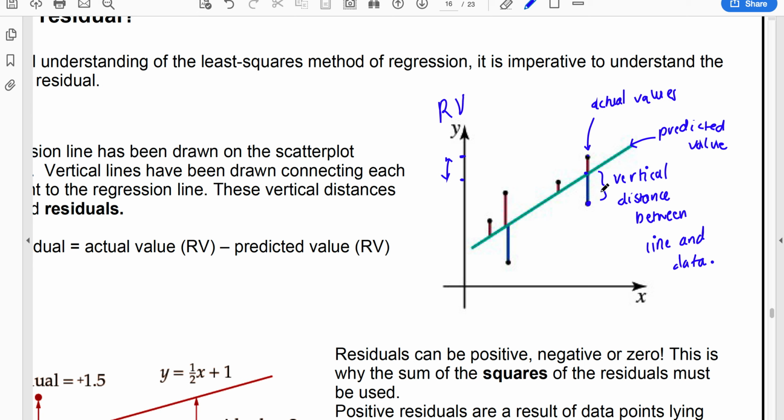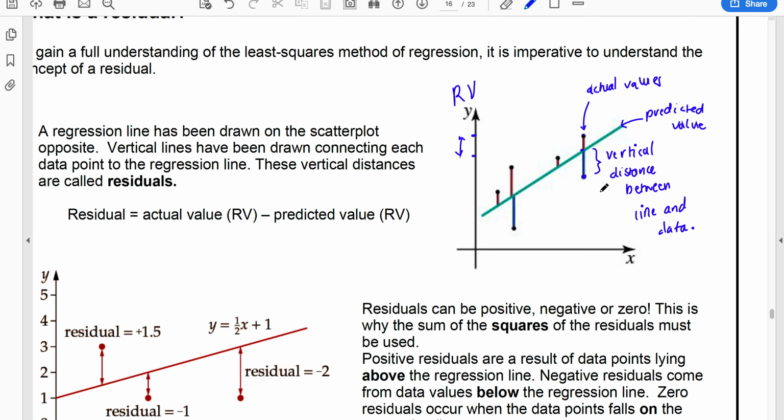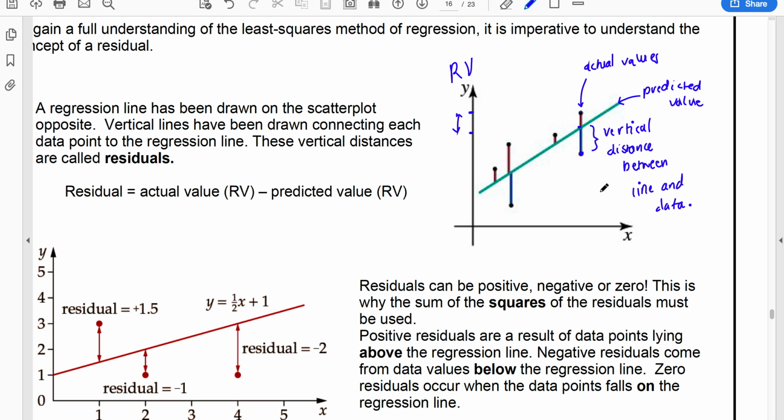Now we look at residuals a little bit further in Year 12. We go a bit beyond this course, but the main thing you need to know for a residual is that it's used here to get the least squares regression line. Now, our residuals, they can be positive. So these ones that are sitting above the line, they're going to give us a positive value. Anything that's below the line would actually be a negative residual.